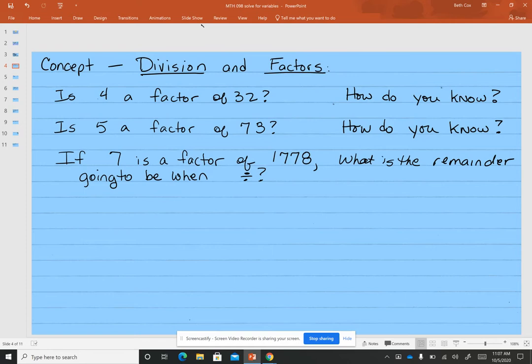And we know 4 is a factor of 32 because when we divide into 32, we have a remainder of 0. And we know that 5 is not a factor of 73 because we have a remainder. So that's an important concept that we're going to look at.